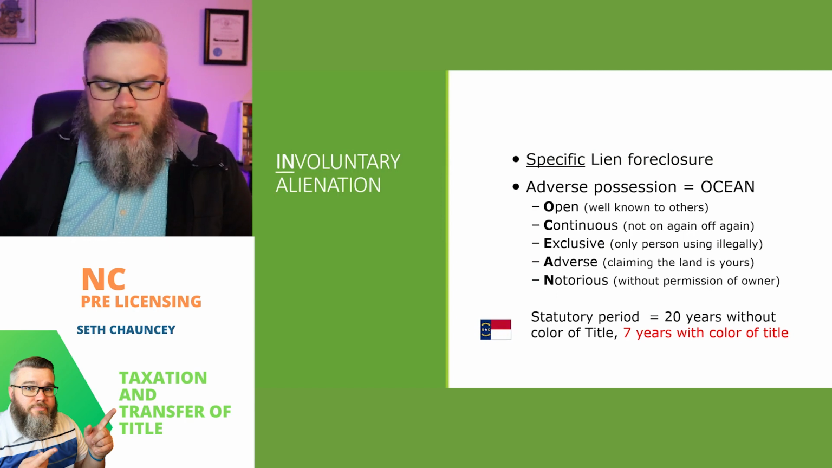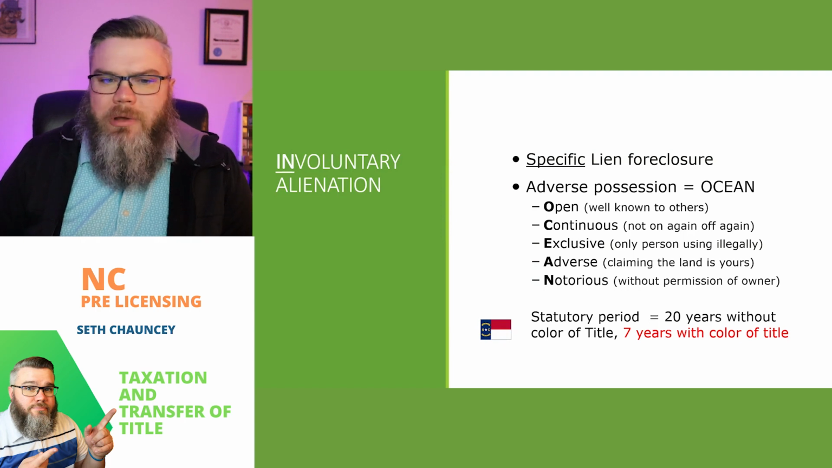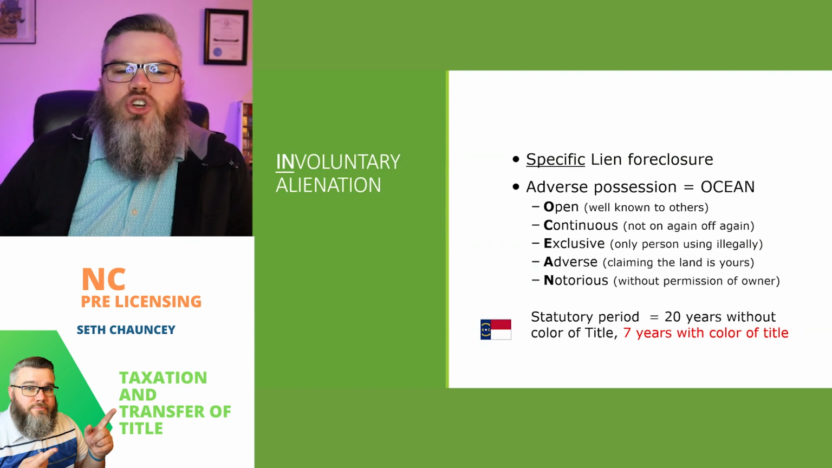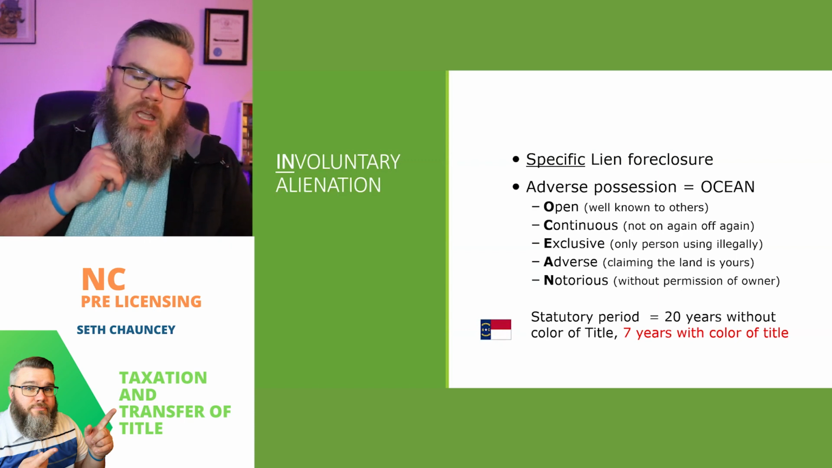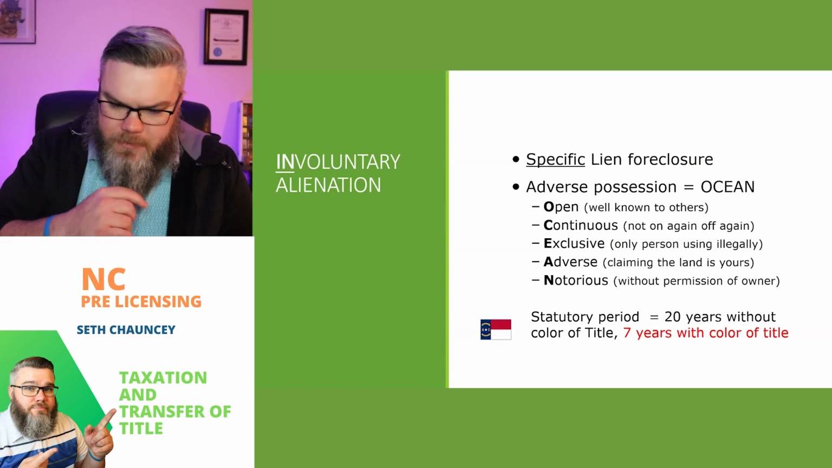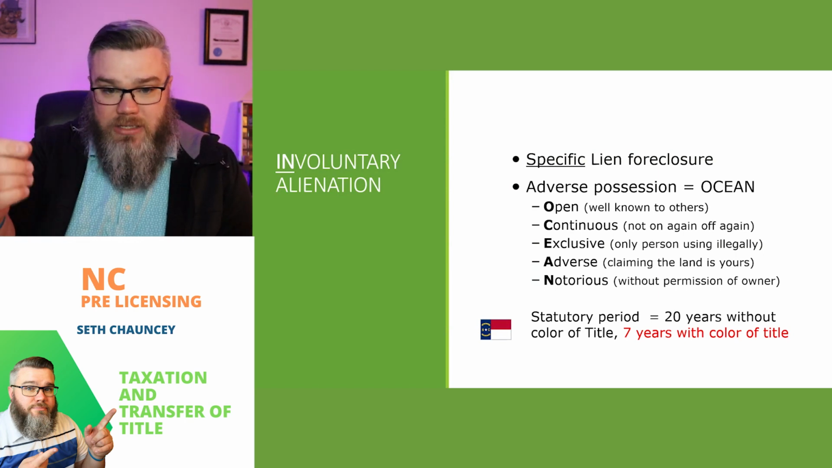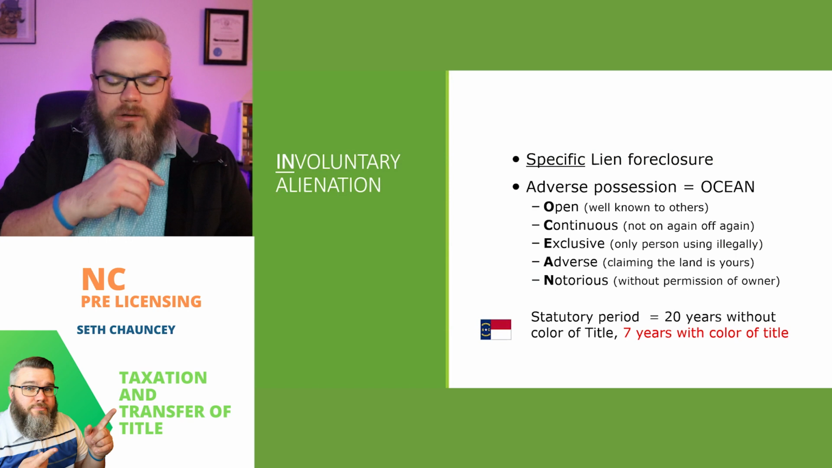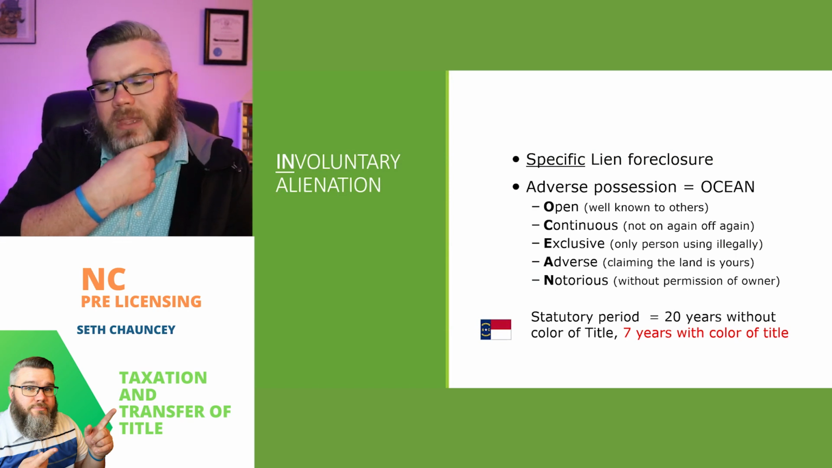Color of title means that there is some type of cloud on the title or maybe something that suggests that you should have some ownership of it. And so I'll give you a real world example of this. I told you already that I have a property down in Georgia. That property was family land and I inherited a piece of it and bought out the rest of the people except for my brothers who technically own 1/8 each.